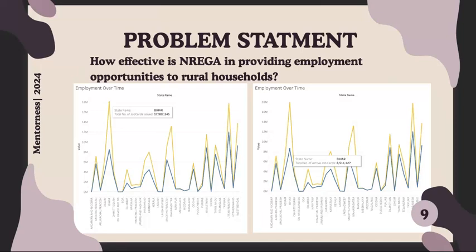of the Nrega program. So this is our first problem statement, where we have to find how effective is Nrega in providing employment opportunities. As you can see in picture 1, you can see the employment over time in Bihar. The total number of job cards issued is so and so, and in the next image, we can see the total number of active job cards is that much. So you can see the difference in the numbers.